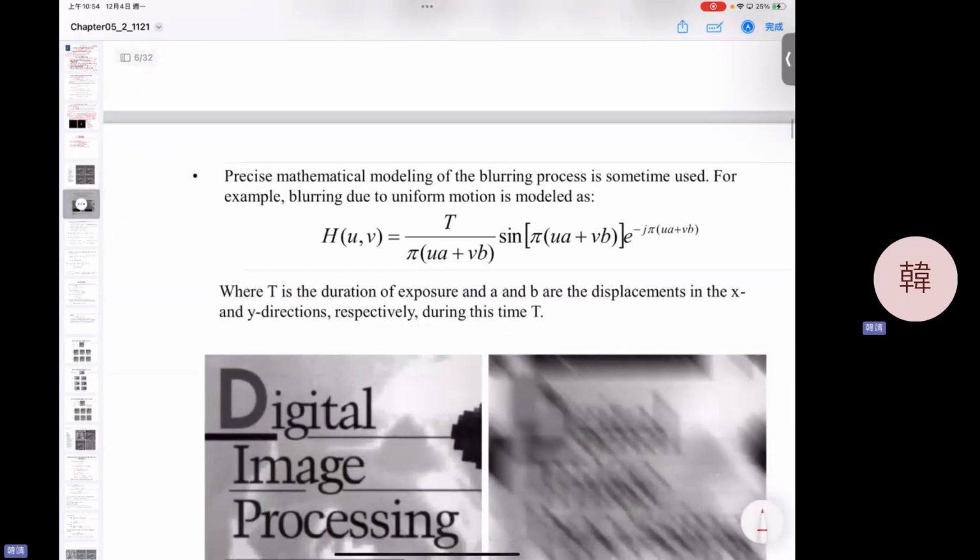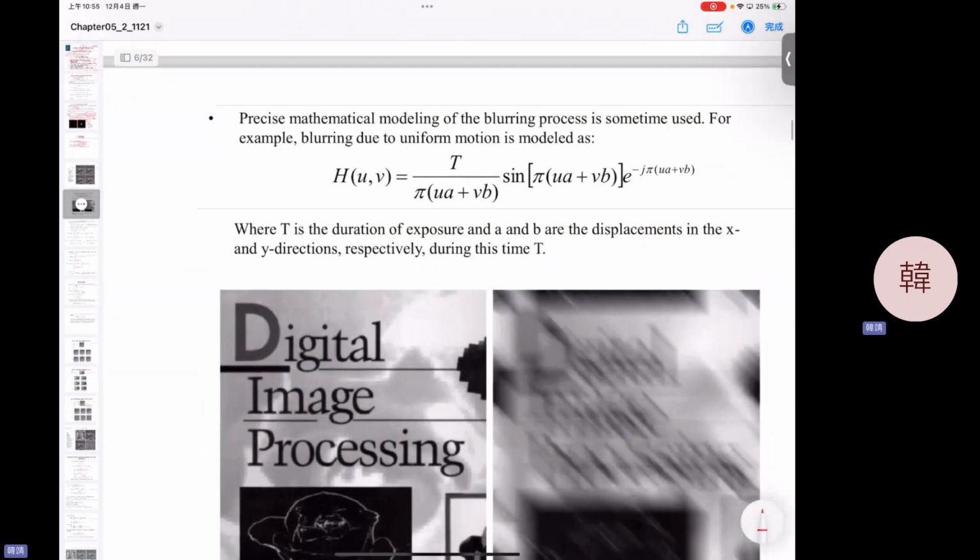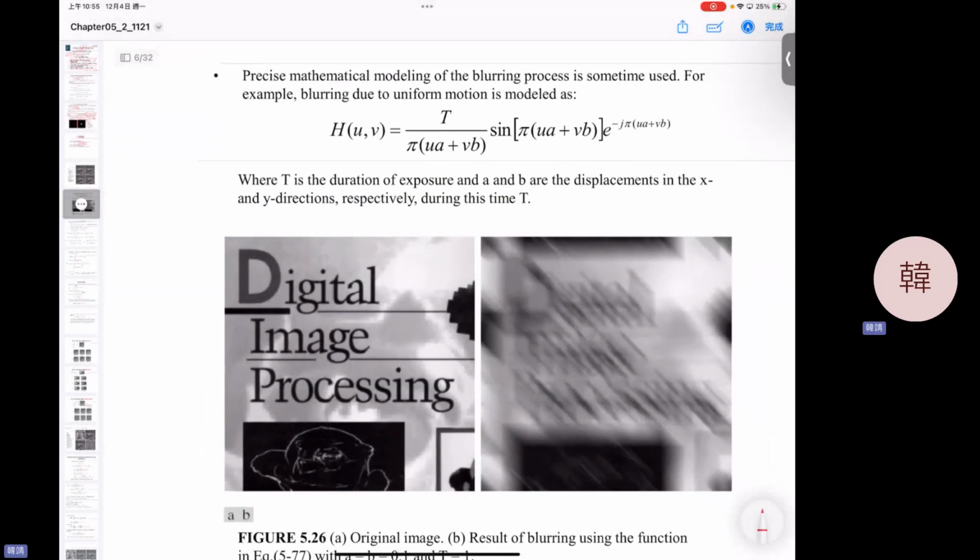The second example is the motion blur. I think you have a lot of experience with this motion blur. Like people like me take a cell phone shot, because I was handling it with shaking hands.